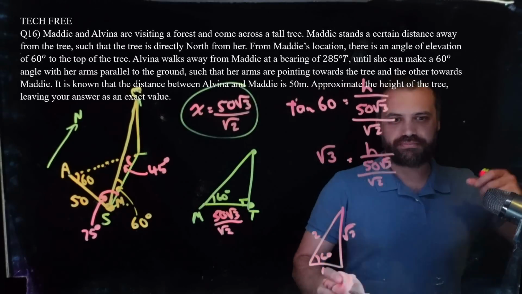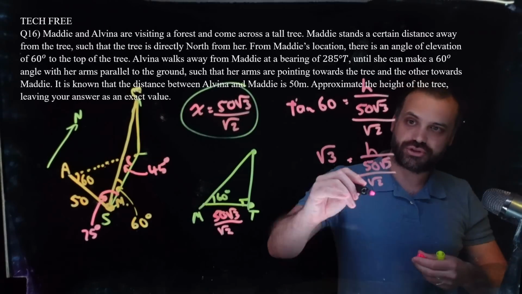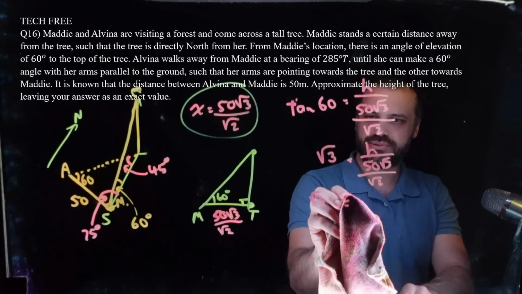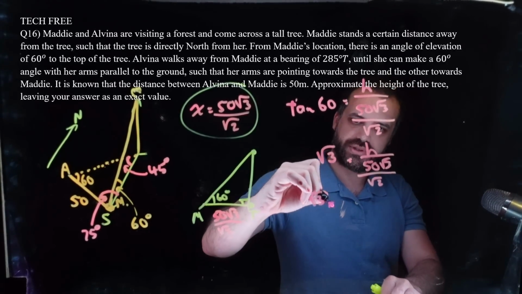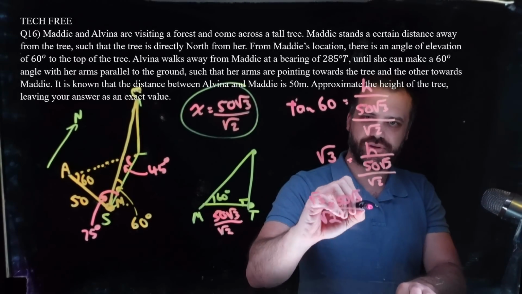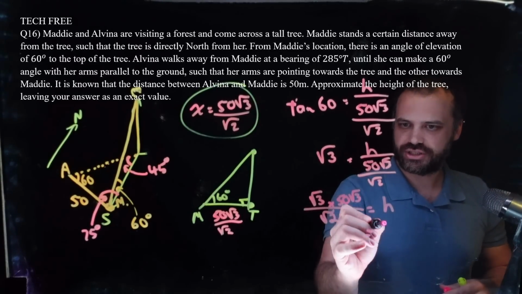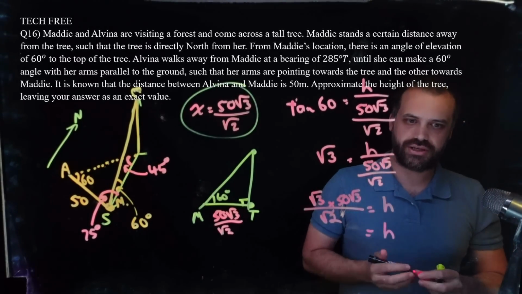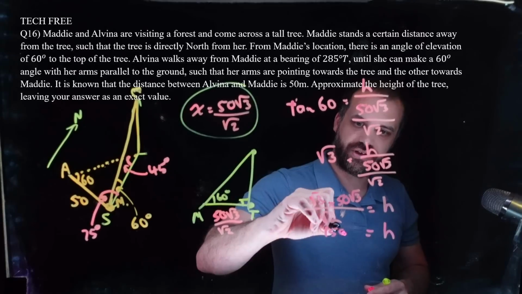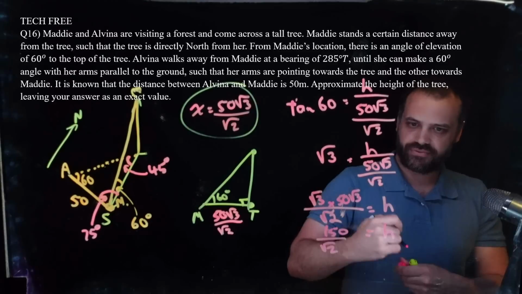Alright, now I can multiply both sides by 50 root 3 over root 2. Root 3 times 50 root 3 over root 2 is equal to h. Alright, so h is equal to root 3 times root 3 is 3. 3 times 50 is 150. 150 over root 2. I am finished.